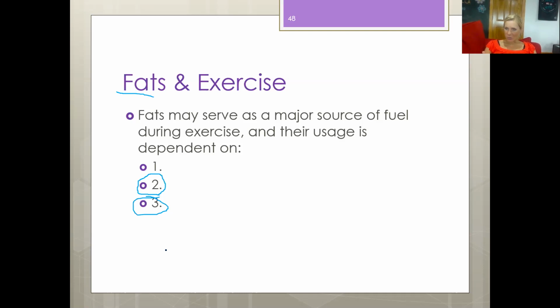So again, three components are important for us to think about as they relate to how much fat I'm using. Number one is intensity of the exercise: intensity needs to be low to moderate in order to use fats. Number two is duration. Longer duration means more fat usage. And then training status is number three. Highly trained individuals will tend to use more fats than non-trained individuals.